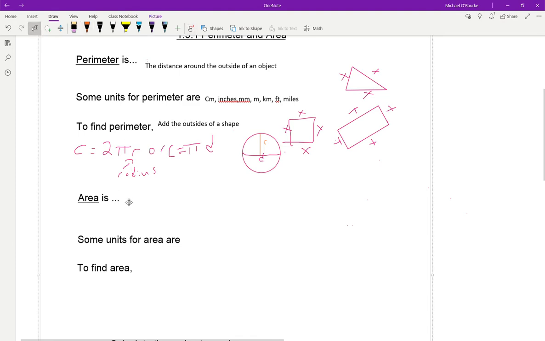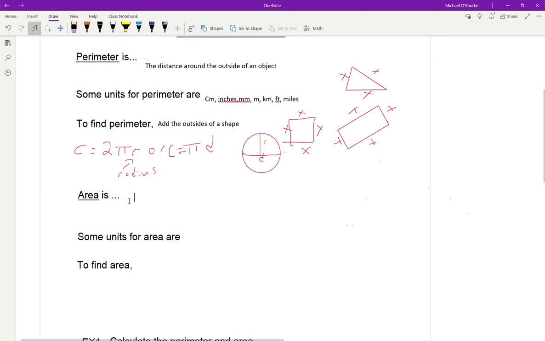Now, area is, first of all, only in 2D shapes. So no three-dimensional shapes. It is the flat space an object takes up. Or you could say the space inside of the shape. Okay?